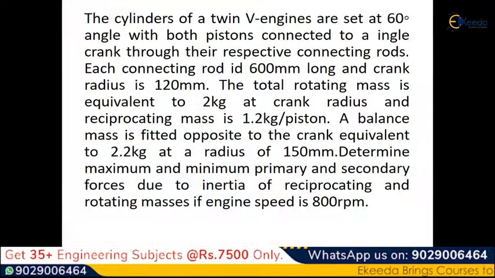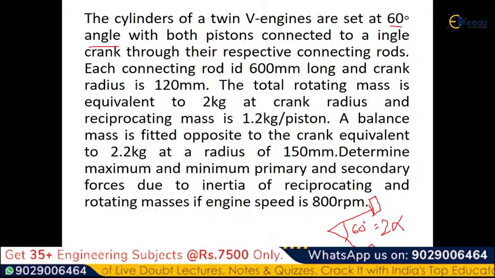So in V engines, we already know that two connecting rods run on a common crankshaft. In the question, we are given that the cylinders of a V engine are set at a 60-degree angle. That means for both the pistons, this angle is 60 degrees, which is equal to 2α, right? So α, the angle which they make with the x-axis, is 30 degrees.